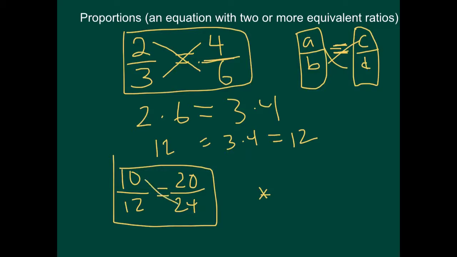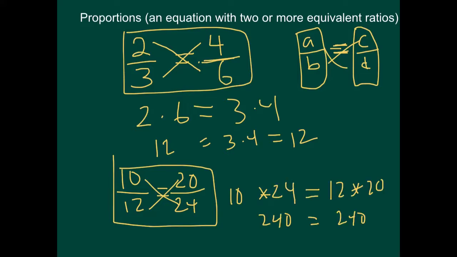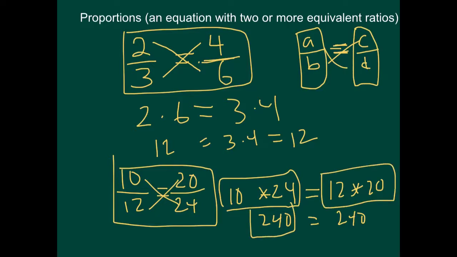What is this cross product and this cross product? I'm going to write 10 times 24. Okay, you go ahead and do yours. Hopefully what you noticed is that one cross product, in my case 10 times 24, equals 240, and then 12 times 20 also equals 240. Therefore I know that these are in fact equal ratios.